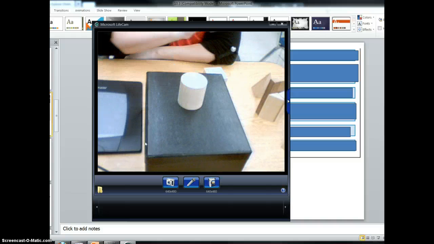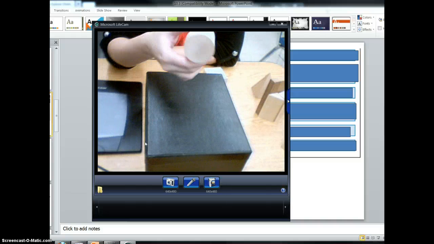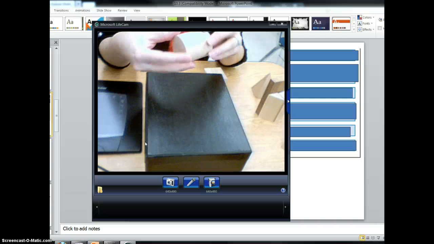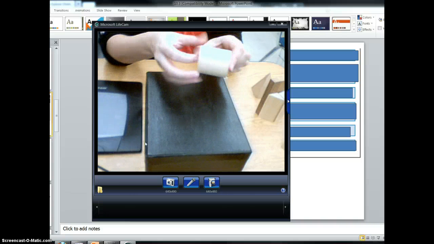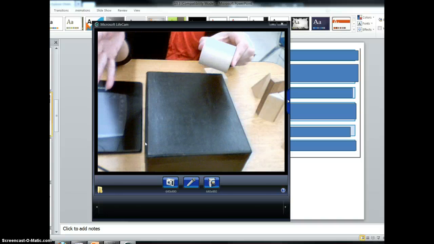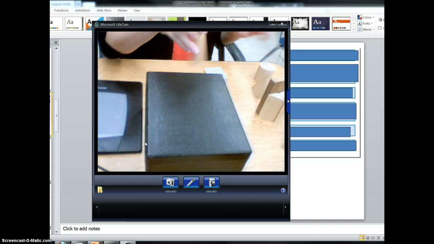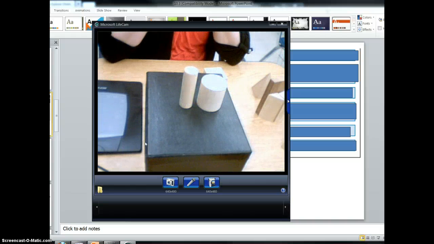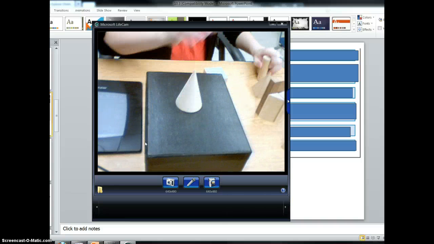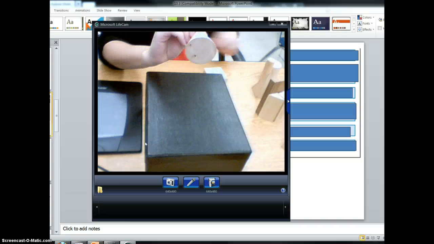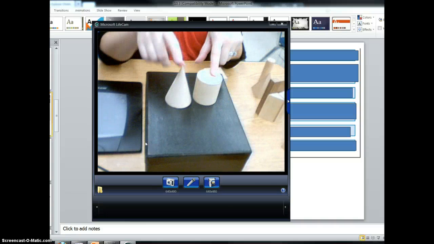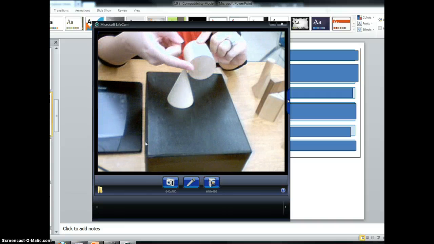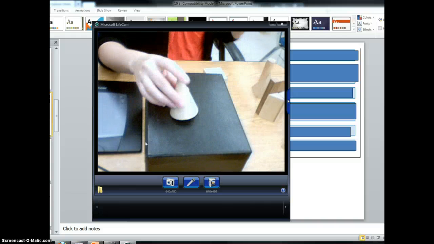Cylinder kind of looks like a can, two circular bases, and then it's connected all around by one rectangle. This is actually a rectangle, this part, if I flatten it. Also another cylinder, just a little different size. Cone. This is a cone. It has one circular base. So again, the difference between a cylinder and a cone is that the cylinder has two circles as bases. The cone has one. Kind of looks like an ice cream cone.